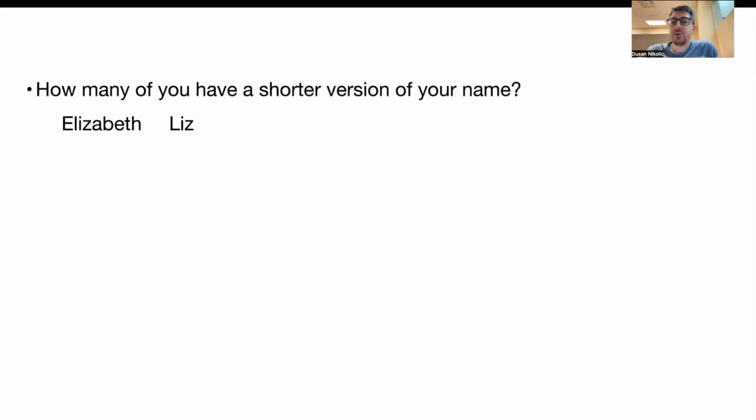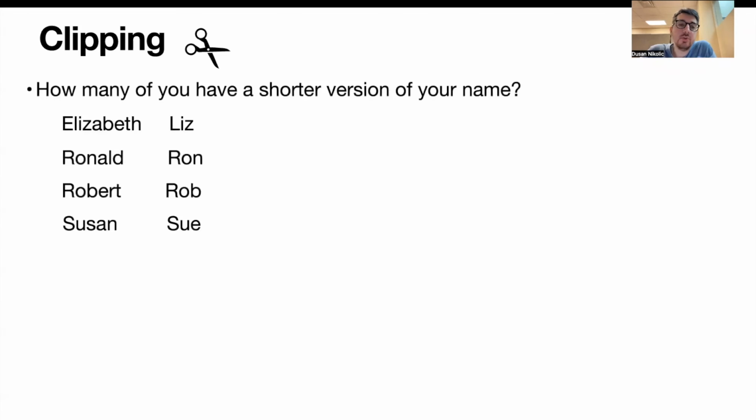How many of you have a shorter version of your name? Well, most of you, I guess. For example, Elizabeth, it's Liz. Ronald is Ron. Robert is Rob. Susan is Sue. This is what we call clipping. Elizabeth is clipped to be Liz. We try to clip to make a one-syllable word. Ronald is clipped to become Ron. Robert is clipped to become Rob.